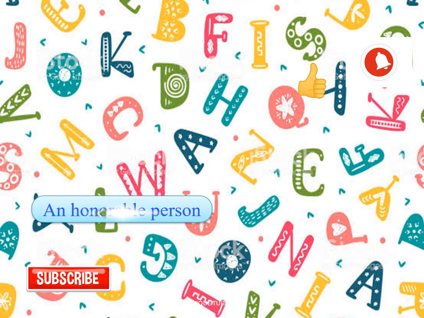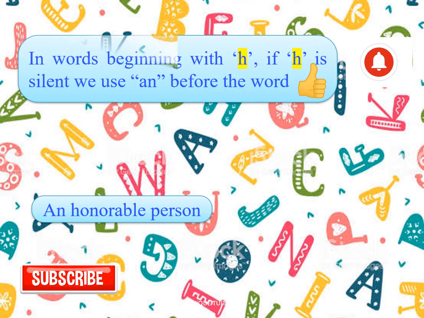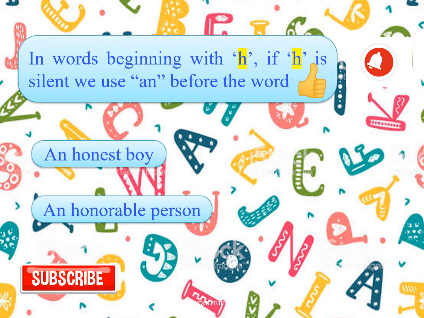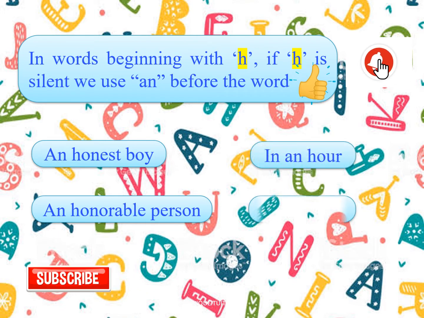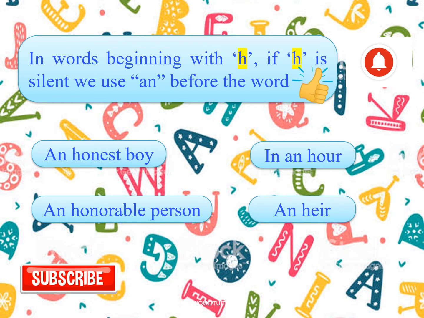For words beginning with H, if H is silent, we use an before the word. Let's take few examples. An honest boy, an honorable person, an hour, an heir.